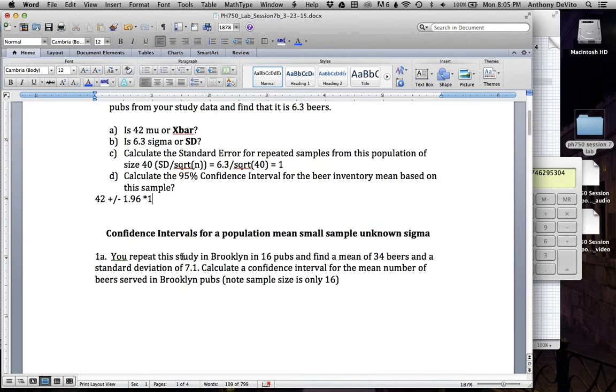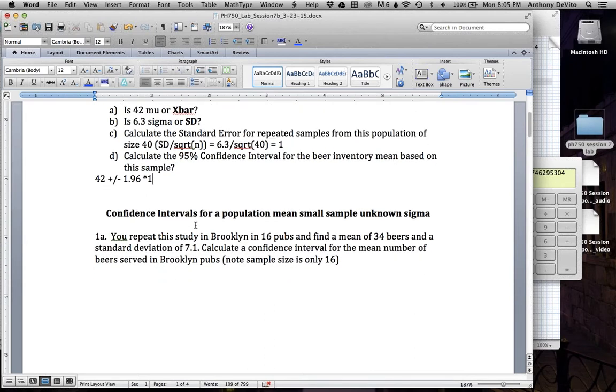Okay, so now let's take a look at this again, except this time we're going to look at a small sample. You repeat this study in Brooklyn in 16 pubs.